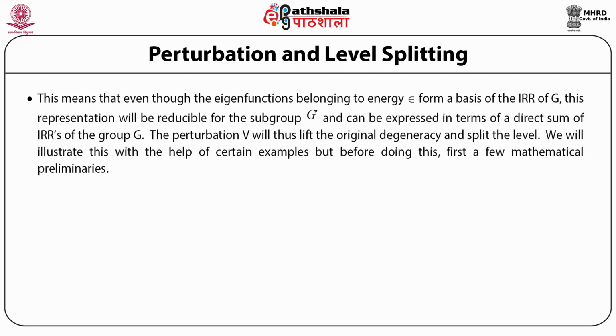Why? Because even though the eigenfunctions belonging to a particular energy E may form a basis of the irreducible representation of G, this representation is reducible for the subgroup G prime. But G prime is a smaller subgroup and it can be expressed in terms of the direct sum of the irreducible representations. The perturbation V thus will lift the degeneracy and split the level. We will illustrate this with the help of certain examples, but before that, a few mathematical preliminaries.